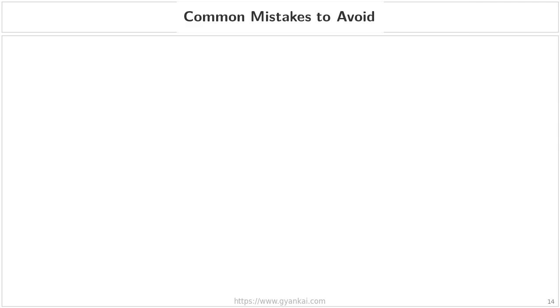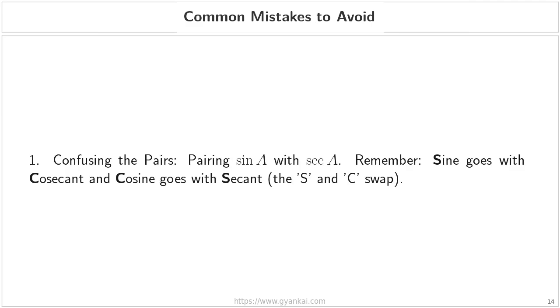Common mistakes to avoid. First, watch out for confusing the reciprocal pairs. It is a very common mistake to accidentally pair sine with secant. To avoid this, I want you to use a simple memory trick. Notice that the S and the C always swap. Sine goes with cosecant, and cosine goes with secant. If you remember that the starting letters switch, you'll always pair them correctly.